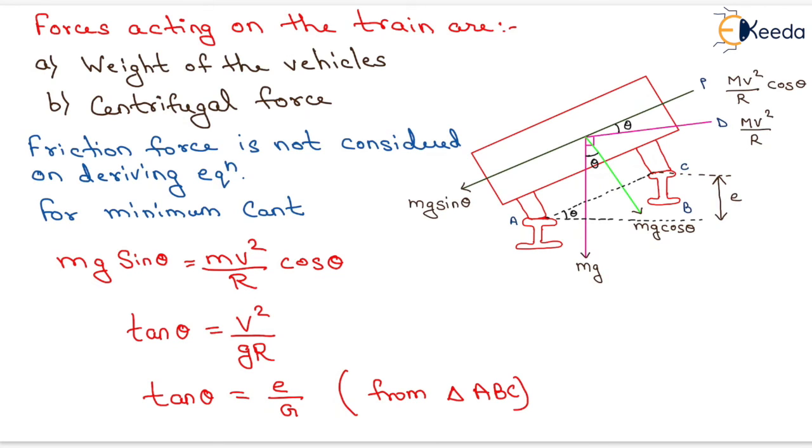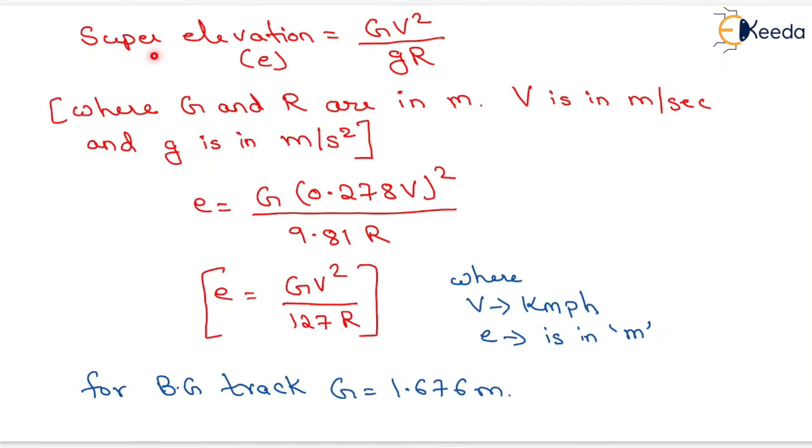Now sin theta upon cos theta will be equal to tan theta and it will be equal to v square upon gr, and m cancels out. Now from triangle ABC, tan theta will be equal to E by G, that is the distance G. Now super elevation E will be equal to GV square upon small g into R, where capital G and R are in meter and V is in meter per second and small g is in meter per second square.